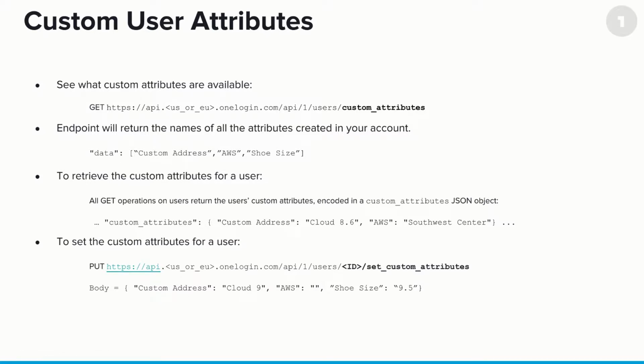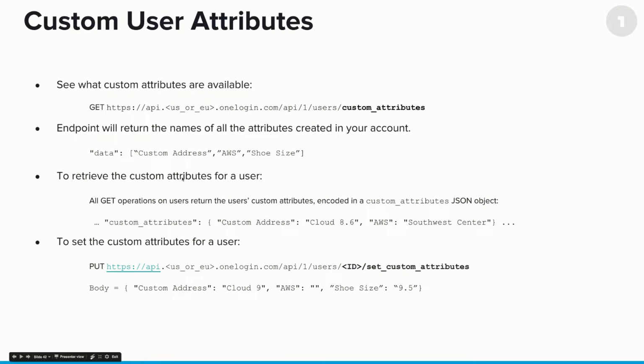Now the data returned by a user's GET operation does return all of the custom attributes for a user. However, it may be desirable to understand what custom attributes have been set on a particular OneLogin cloud directory. In this case, you simply do a GET operation on the users endpoint /custom_attributes. This endpoint will return the names of all the custom attributes that have been created in your account.